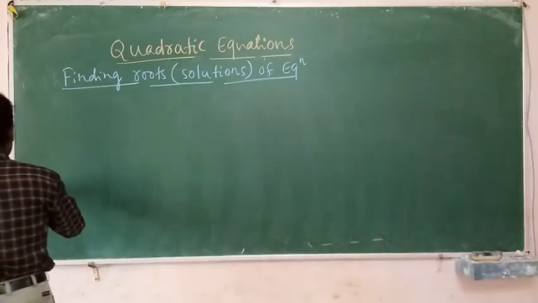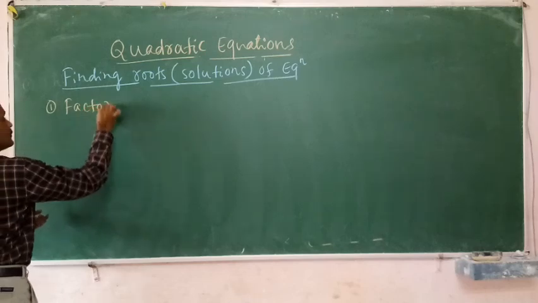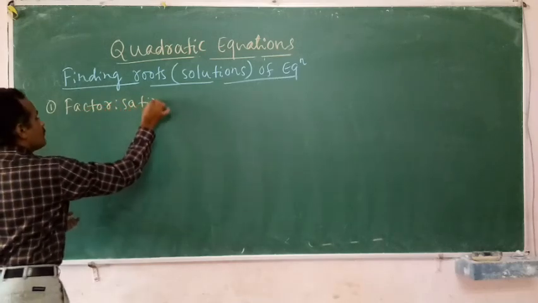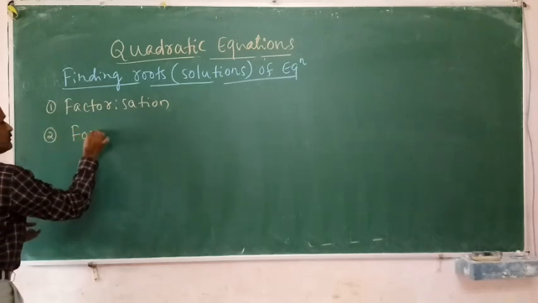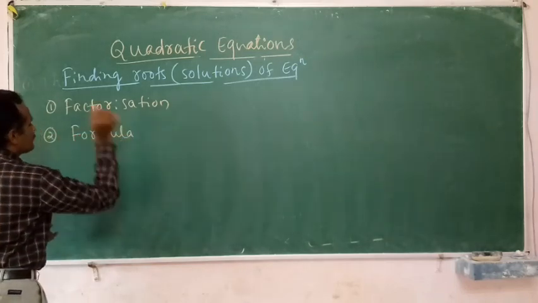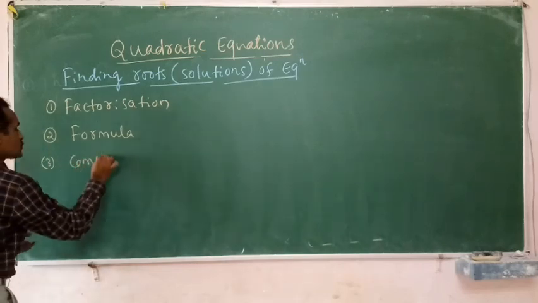The first method is factorization. The second method is the formula method. And the third method is completing the square method.